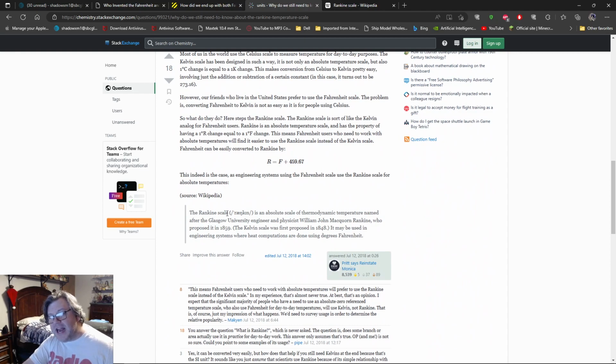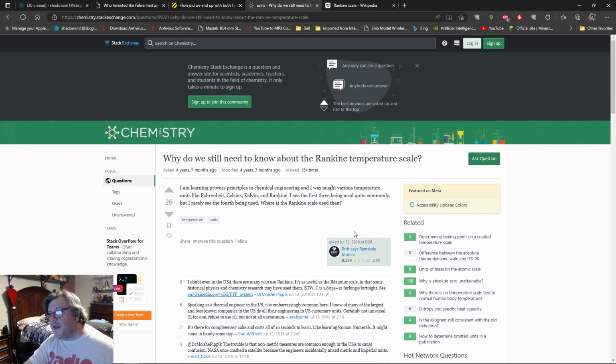The Rankine scale is an absolute scale of thermodynamic temperature named after the Glasgow University engineer and physicist William John Macquorn Rankine, who proposed it in 1859. The Kelvin scale was first proposed in 1848. It may be used in engineering systems where heat computations are done using degrees Fahrenheit. All right, there we go.